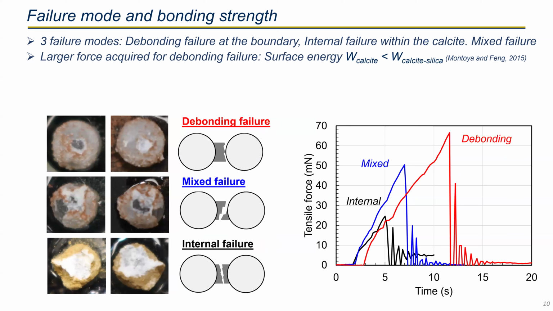I don't know exactly which factor affects the failure mode, but based on my experiments, at higher calcite contents they usually show the internal failure, and at lower calcite contents they usually show the debonding failure. So maybe the precipitation concentration may be one of the factors.